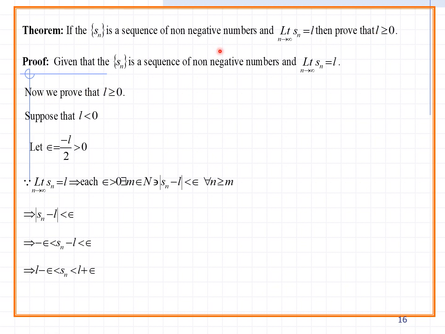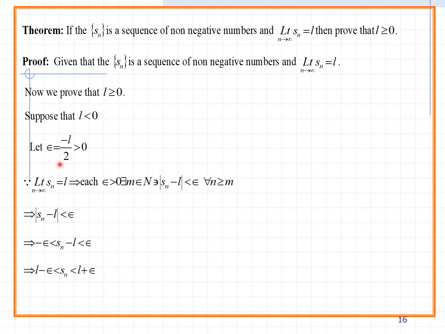Given that Sn is a sequence of non-negative numbers and limit n tends to infinity Sn equal to L. Now we can prove that L is greater than or equal to 0. Once you substitute n tends to infinity, you get a finite value. That finite value is compulsorily positive, or 0. So suppose that L is less than 0. For example, take L less than 0. Let epsilon equal to minus L by 2, which is greater than 0.